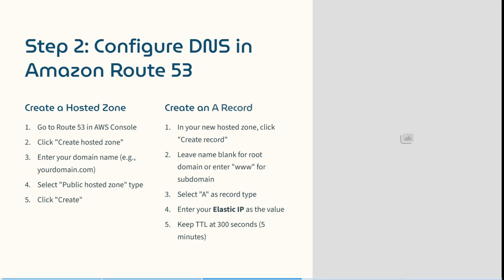Now you need to create an A record. So in your new hosted zone, you can click create record. You can leave the name blank for root domain, or you can enter www for a subdomain. Then you can select A as a record type, enter your Elastic IP as the value, keep TTL at 300 seconds, which is 5 minutes, and then we are done.